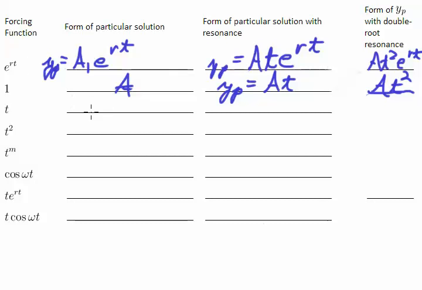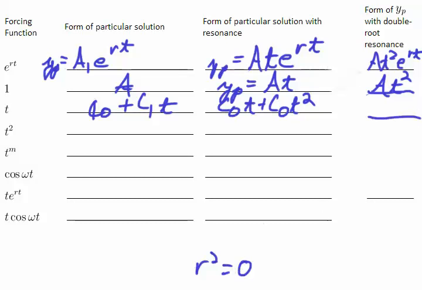Naturally, if our forcing function is t, we won't just have t. We'll have c sub naught plus c sub 1 t. It's a polynomial. And this would be c sub naught t plus c sub 1 t squared. And if our characteristic equation is of the form r squared equals 0, then we would have a double zero root, which would be c sub naught t squared plus c sub 1 t cubed, I guess. For the t squared, we would need a c sub naught t plus c sub 1 t squared, I believe.